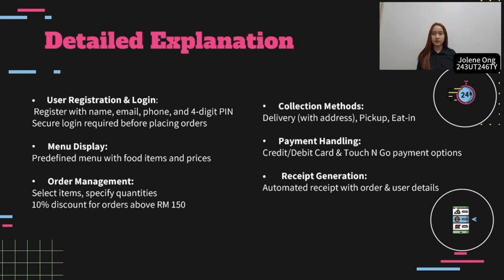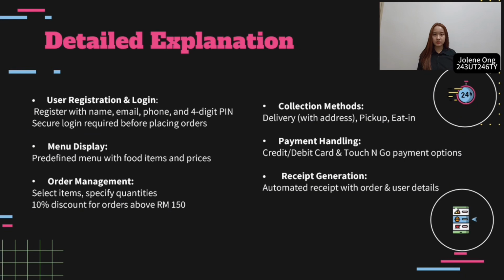Thank you, Kiran. Now I will start the detailed description. Let's start from the detailed explanation. Our system includes the following core functionalities. The first one is user registration and login. Users register with basic information including name, email, phone number, and a secret 4-digit PIN. Secure login is required before placing orders. The second one is menu display.